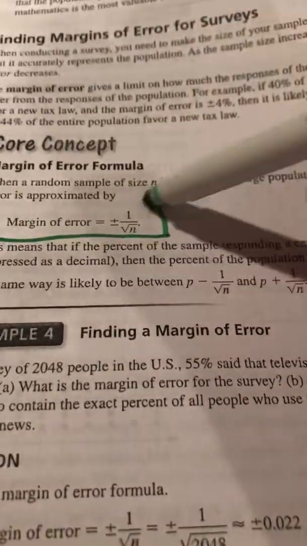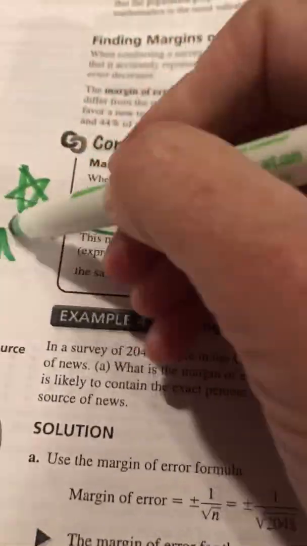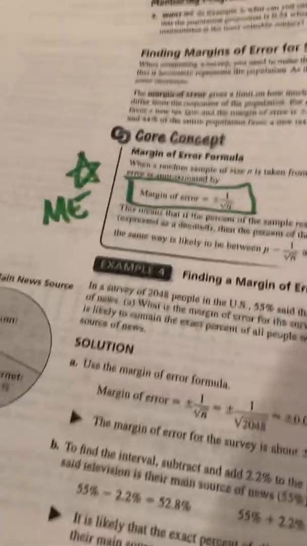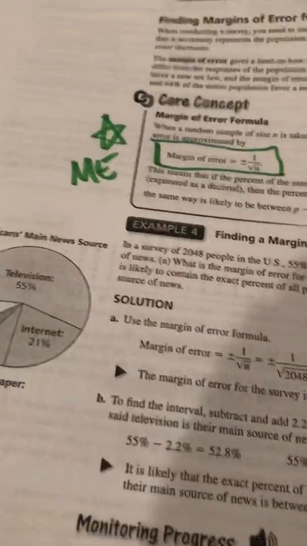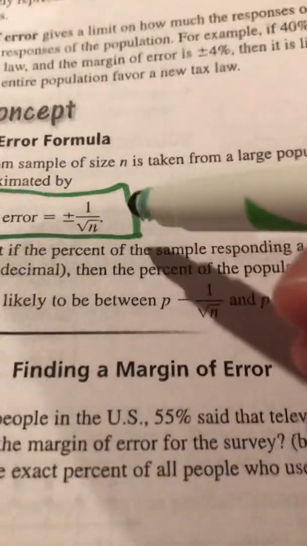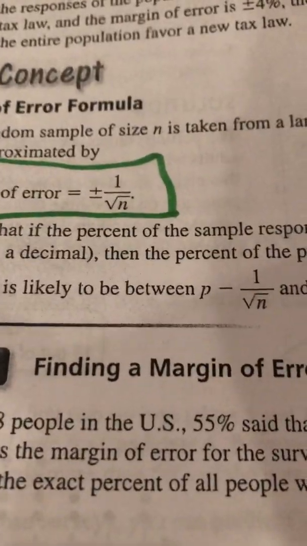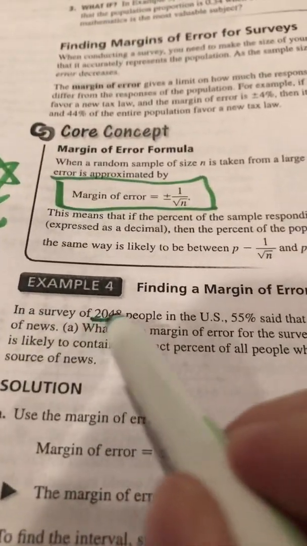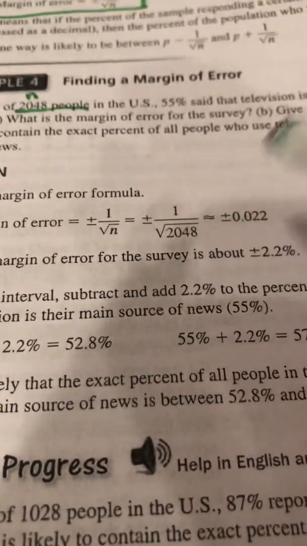Okay, and then margin of error. Let's skip over to there. Okay, so here's the formula, margin of error. So I call that ME. You didn't need to know that. That was really random. So the ME is going to be plus or minus 1 over the sample size. So example 4 right here, you can see it says in a survey of this many people in the US. Well, that's its sample size. That's how many people were asked. So that's the N. So you can see right here they did 1 over the square root of 2048.